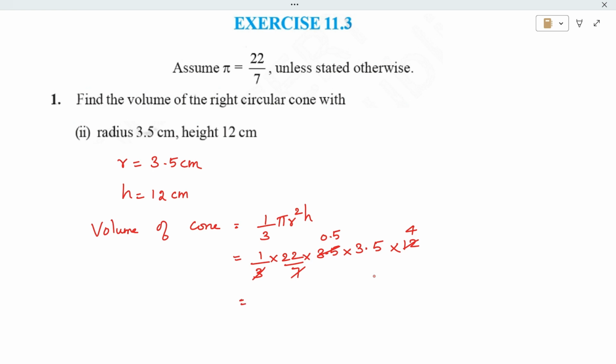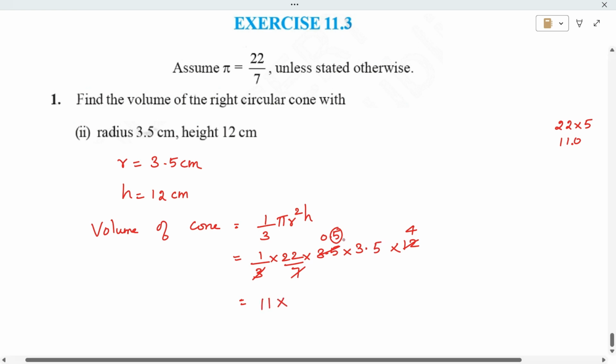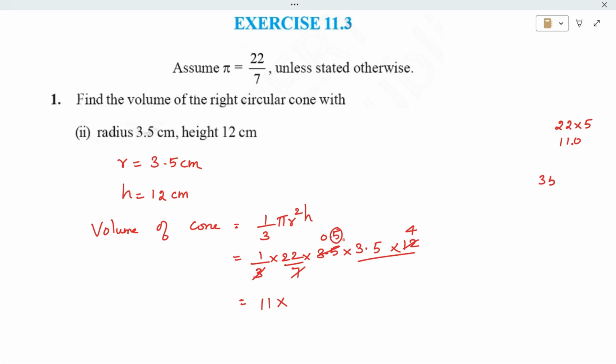Okay. So 22 into 5. First remove the decimal. So it is going to be just 5. So it is 110. So one decimal digit is there. So one digit before I have to place the decimal point, isn't it? So 22 into 0.5 is 11 times. So now I am multiplying 3.5 times 4. First remove the decimal, so it becomes 35 into 4, isn't it? So it is going to be 140. So one decimal digit is there, so one digit before you have to place the decimal point, so it becomes 14. Now 11 times 14 is going to be 154 centimeter cube. So this is your answer.